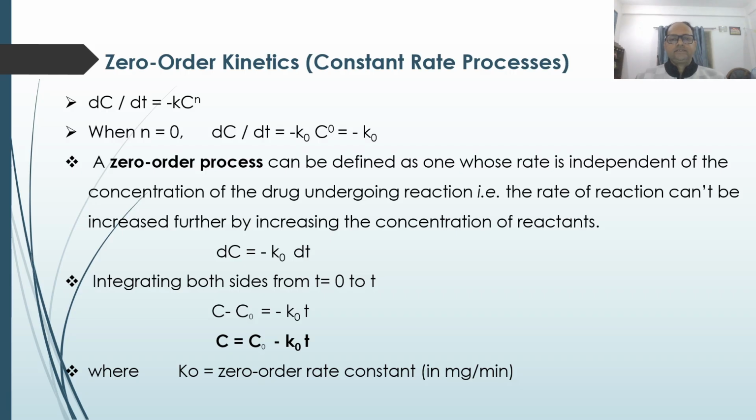A zero order process can be defined as one whose rate is independent of the concentration of the drug undergoing the reaction. That is, the rate of reaction cannot be increased further by increasing the concentration of the reactant. You can notice from this equation, dC by dt is equal to minus k0, there is no concentration term. So from this equation we can define the zero order process as independent of the concentration.